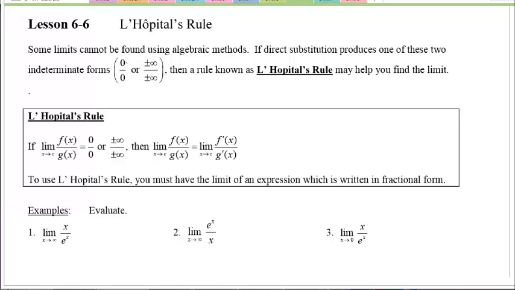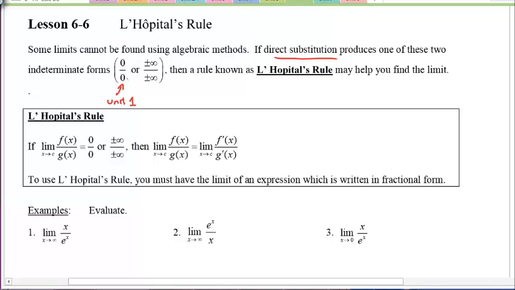Well, we're going back to the idea of limits. And I want you to know that some limits can't be found using algebraic methods. We learned back in Unit 1 that you can just do direct substitution for some of them, and sometimes it produces some weird, what we call indeterminate forms. The one you've seen in Unit 1 was this one, 0 over 0. Why do we call this an indeterminate form? Because we really don't know which one to do first.